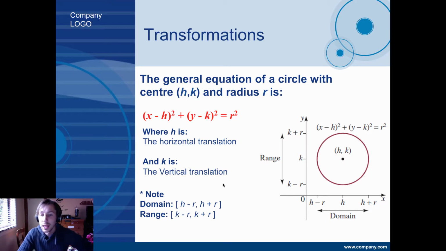Now our domain, if we have a look at that, well, that's going to be whatever our h value is, minus our radius, to our h value plus our radius, isn't it? So our h value minus our radius, because it's whatever's here, the middle point, subtract the radius, to our middle point plus the radius. And our range, of course, is going to be our k value minus the radius, all the way up to our k value plus the radius, isn't it? Because that really is what a circle is.